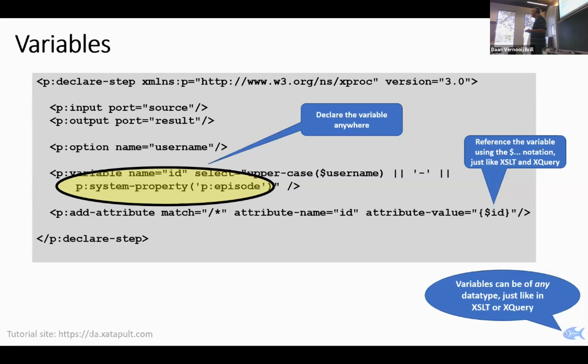This function here, p:system-property, returns, as it says, system properties, and in this case, the p:episode system property is a number that's guaranteed to be unique for every time the XProc processor runs. So in this case, it is not a UUID, it's just some string, but it's guaranteed to be unique. I'm not going into details about this function. If you want to have a look at that, there's a section in the specification about which functions there are in the XProc standard.